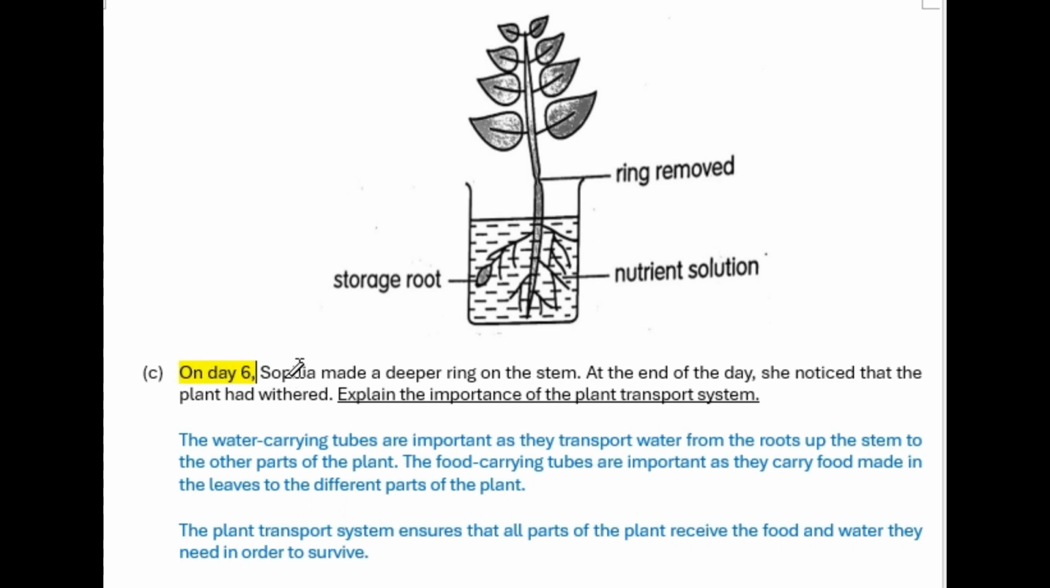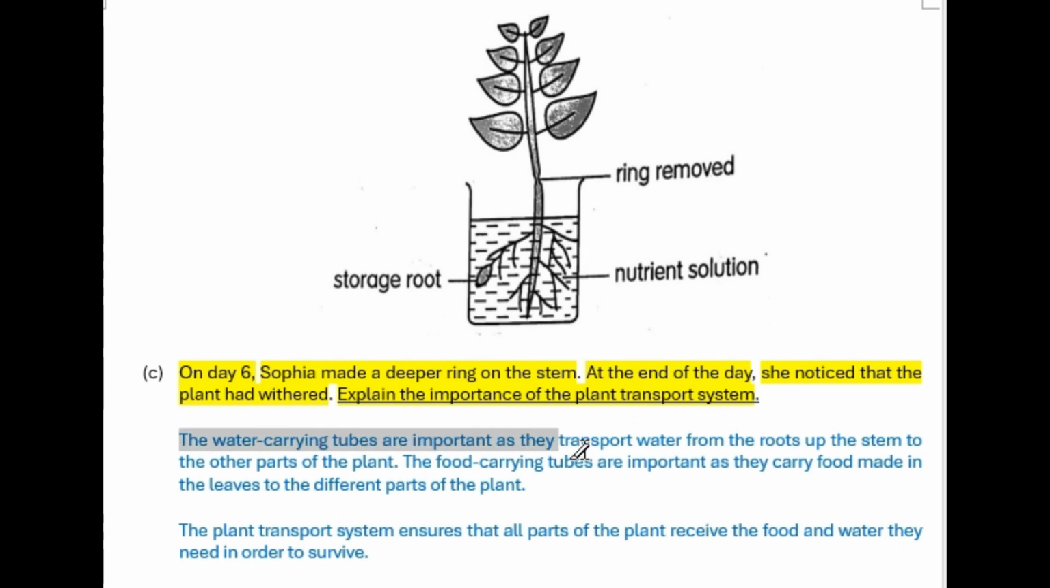C. On day 6, Sophia made a deeper ring on the stem. At the end of the day, she noticed that the plant had withered. Explain the importance of the plant transport system.